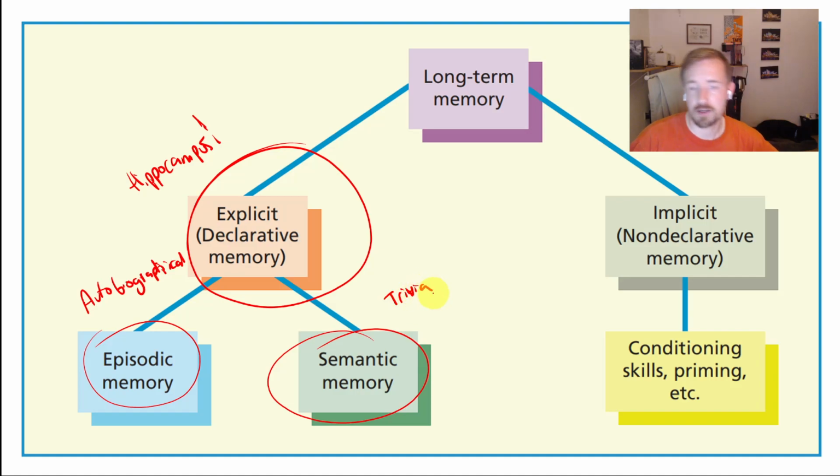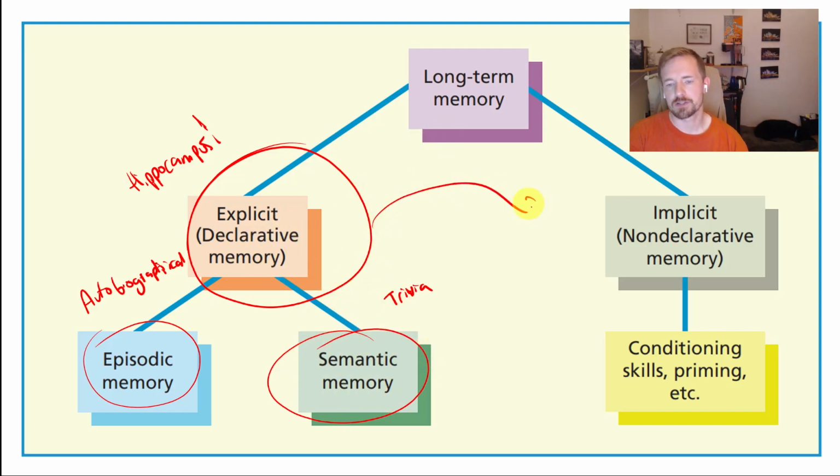So if you could tell me who the first president of the United States is, or when or where George Washington lived, that's an example of semantic memory. You may not remember exactly where you were when you learned that stuff, but you do remember it, and so that makes it semantic.